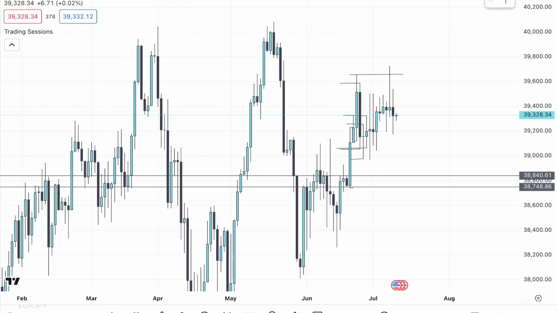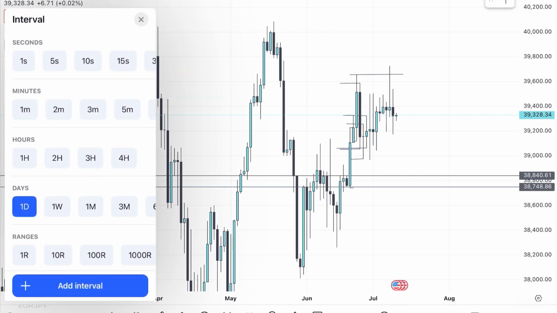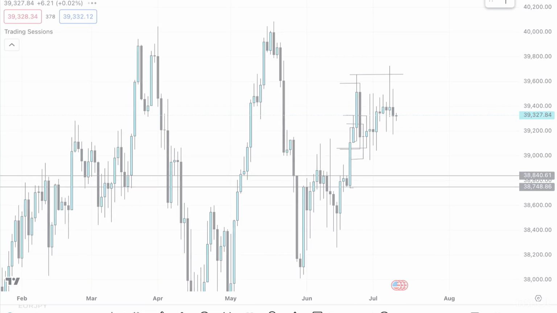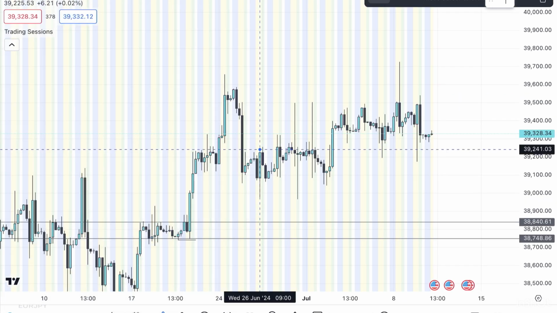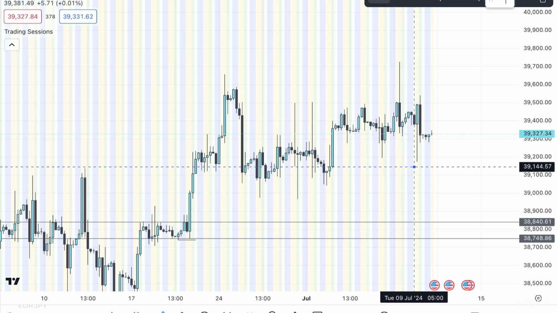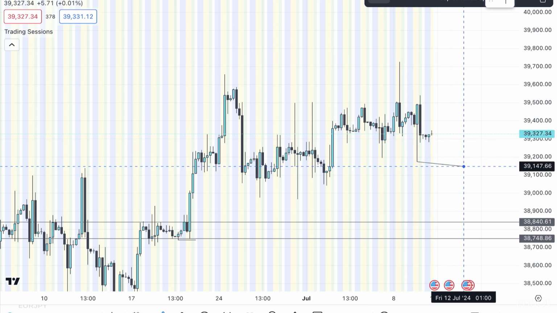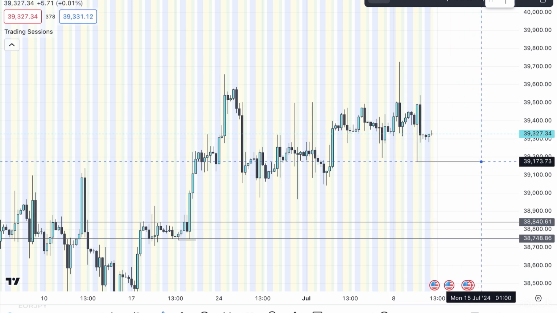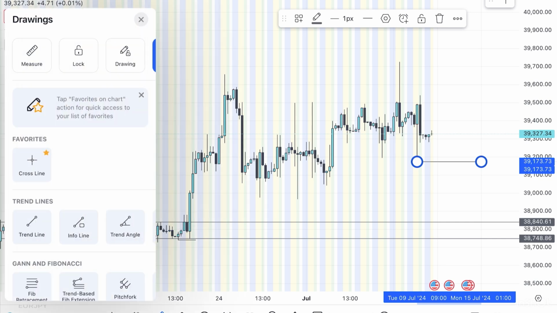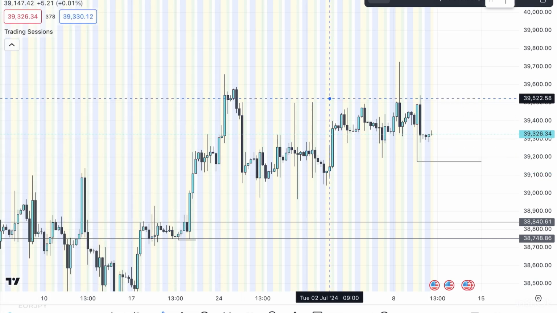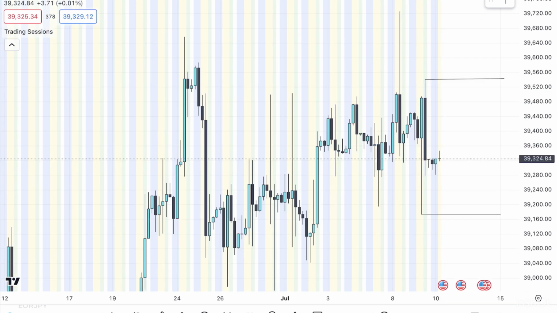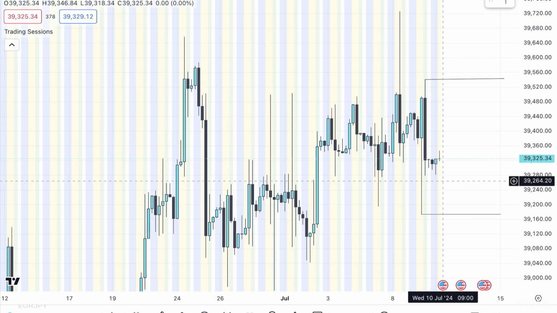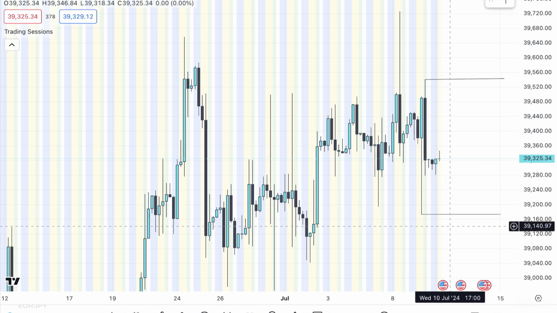Now we jump into the 4-hour time frame to see exactly what we might be expecting during the day. If we look at it carefully, in the daily candle, this is our yesterday's low, and this is our yesterday's high. We want to see if this market is going to take out this low or this high.